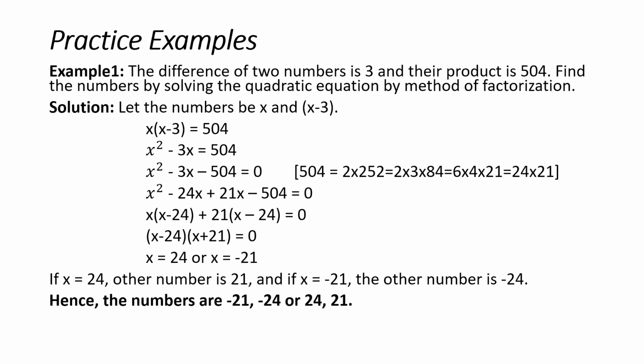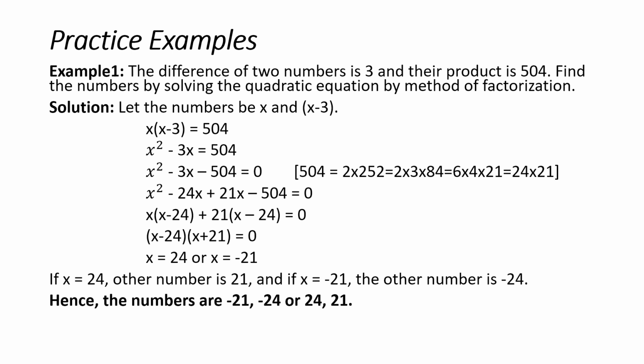So you can try different combinations, and as we have seen over here, 24 into 21 is 504. So we have x square minus 24x plus 21x minus 504 is equal to 0. So we get the two factors x minus 24 and x plus 21 equal to 0. Equating them to 0, x is 24 or x is minus 21.